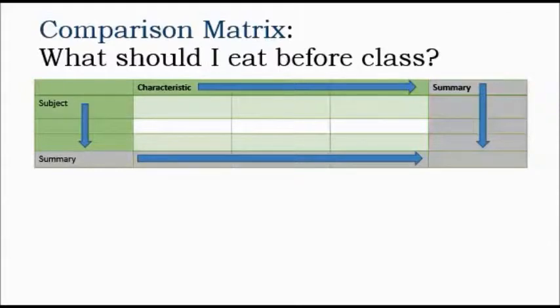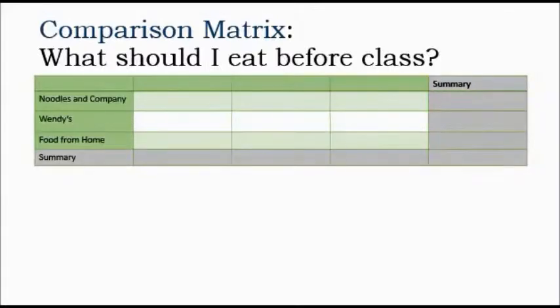So to model, I wanted to use something that we're all familiar with. So the question that I'm going to look at is, what should I eat before class? And it's something that I struggle with every Thursday. I'm going to add the subjects here, so that would be the type of restaurant, the characteristics up top, and then we'll fill in, and then at the bottom we'll summarize after we fill them all in. So the subjects that I've chosen are Noodles & Company, Wendy's, and Food from Home. The characteristics that I've chosen to look at are cost, accessibility, and tastiness.